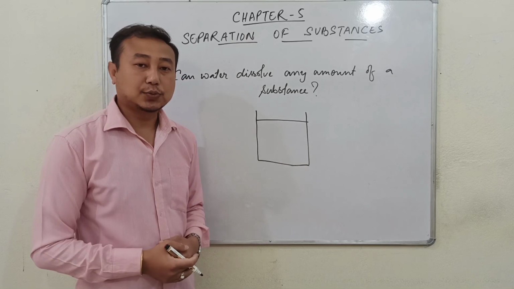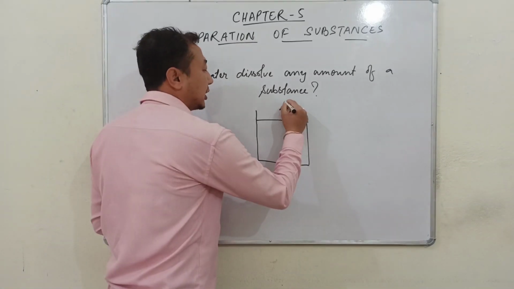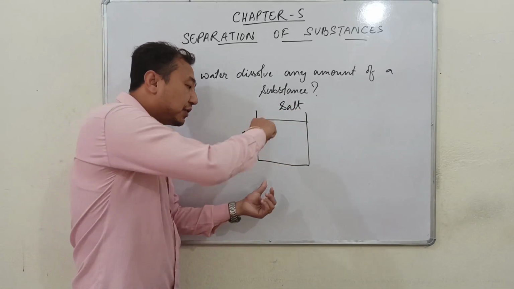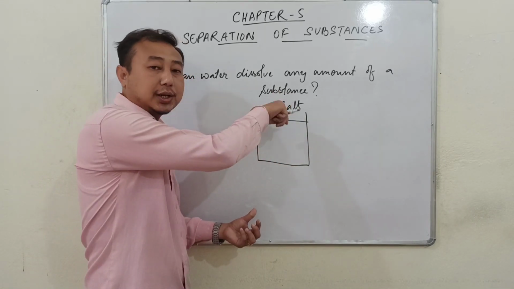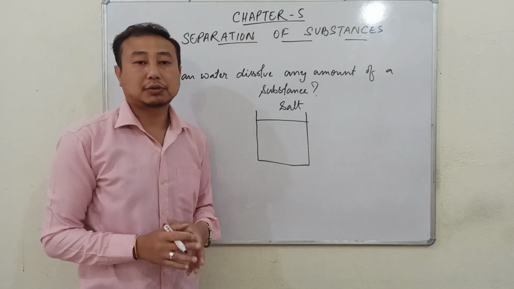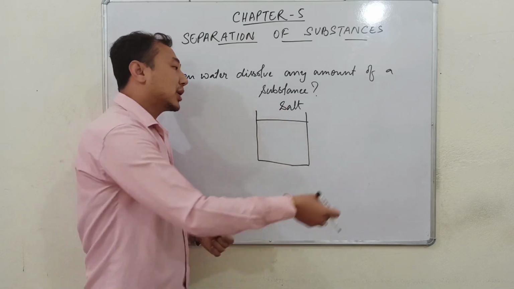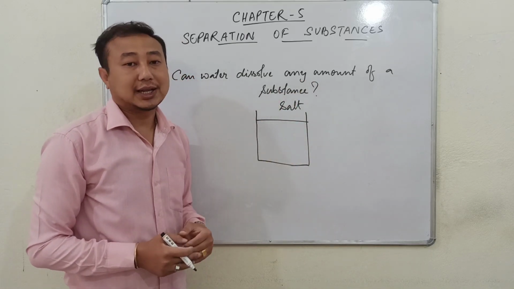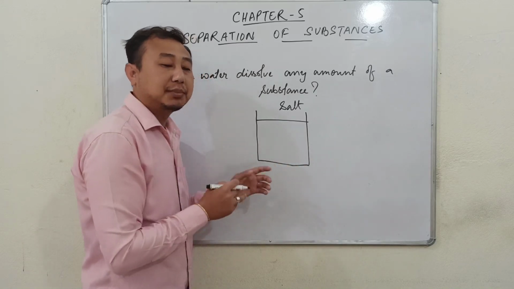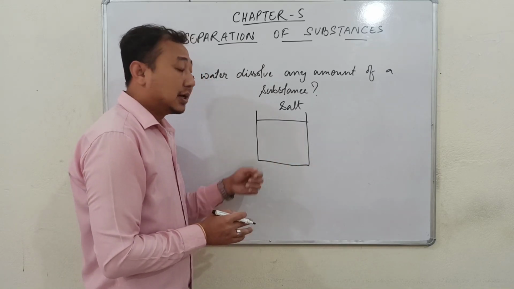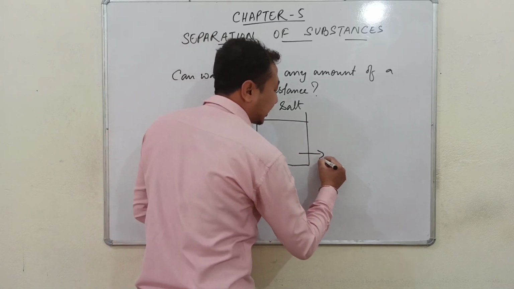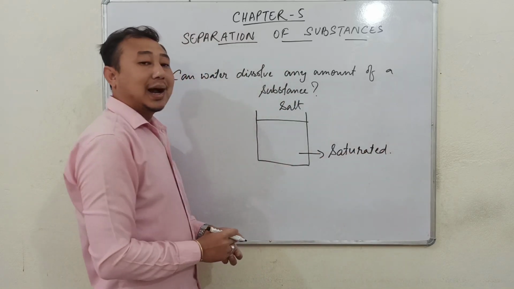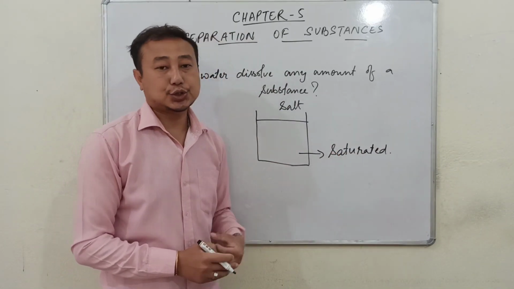Now let us take a glass of water as an example. If we put a teaspoon of salt in the water and stir it properly, the salt will dissolve easily. But if we go on continuously adding salt in this water, we will reach a stage in which no more salt can be dissolved in this solution. Such a stage we call the saturated stage, and the solution is known as the saturated solution.